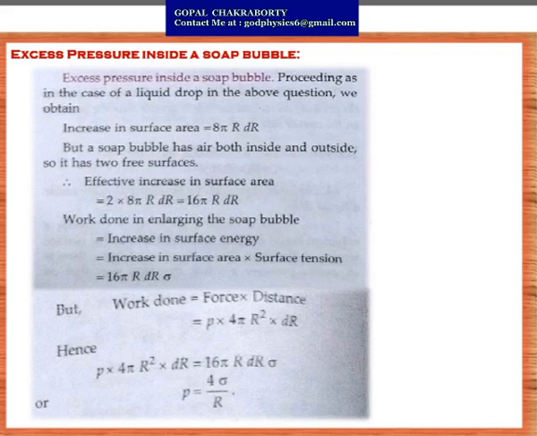So this is almost a similar kind of derivation to the last one, where we derived the excess pressure inside a liquid drop. The only difference is that in that case a single surface is there. Here, as air exists both inside and outside the soap bubble, the soap bubble has two surfaces, so the effective increase in surface area will be twice that of the liquid drop in the normal case. This is the only change. Otherwise, the rest of the derivation is almost the same. So the pressure expression is P equals 4 sigma by R, where sigma is the surface tension and R is the radius of the bubble.